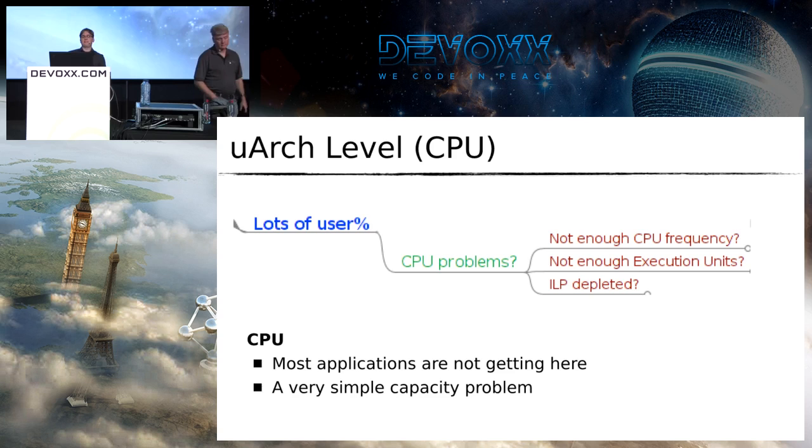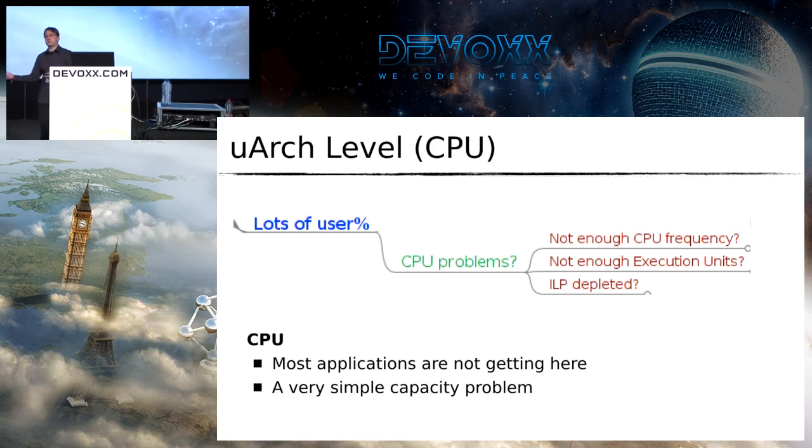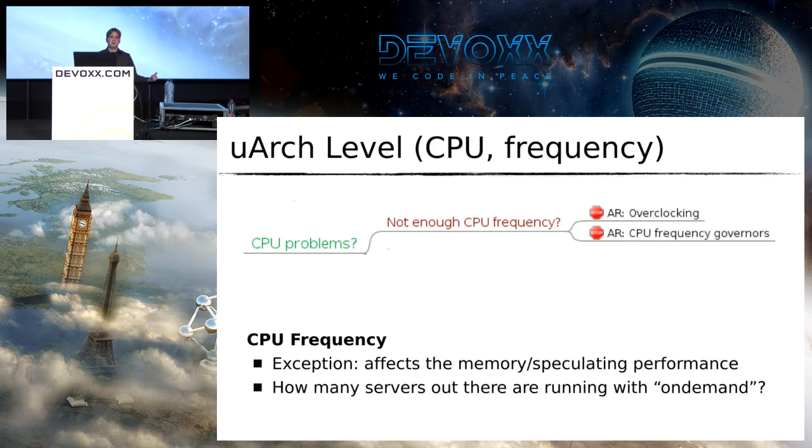It's really hard in the current world, with the current applications and the current hardware, to actually saturate CPUs up to the level where they start to be the capacity problem. But sometimes you do. So there are 3 distinct cases there.